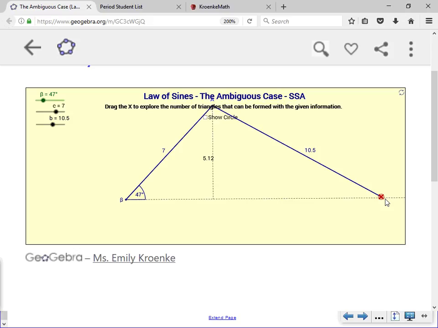Now, if I change something, I could change all of them if I wanted to, but I'm really only going to change that side that's moving around. Let's say I keep my 47 degree angle, I keep my 7 side, and then I change that side so that it's only 2.8. Am I going to be able to make a triangle? Heck no. No matter where I swing that side, if it's fixed at 2.8, there's no way for me to build a triangle with a side 2.8, a side 7, and an angle 47.